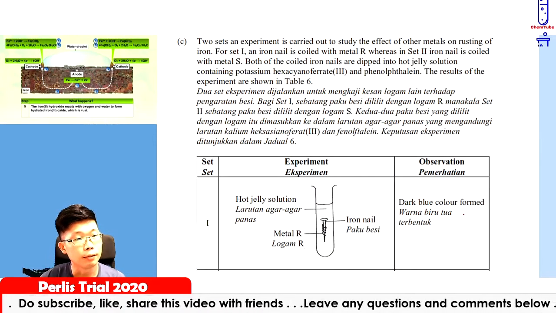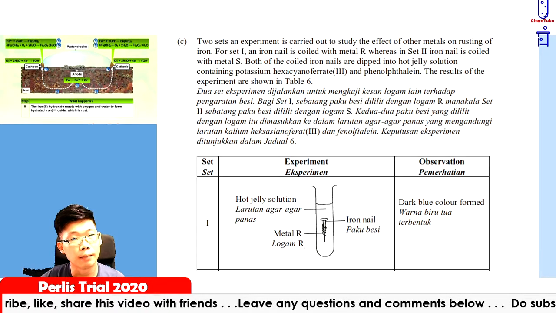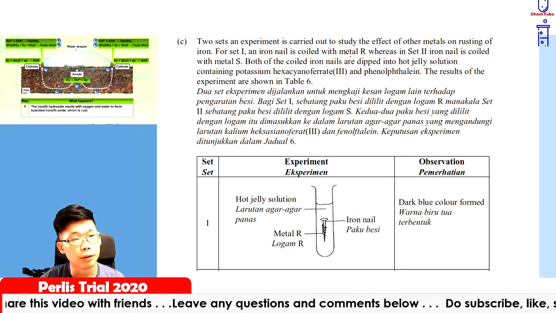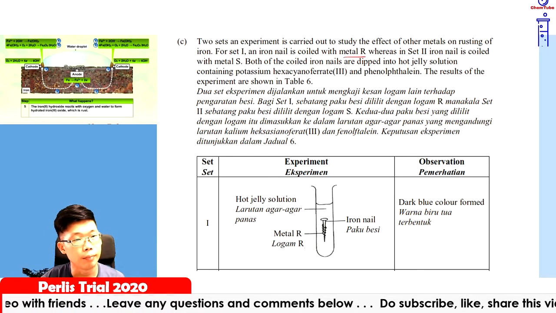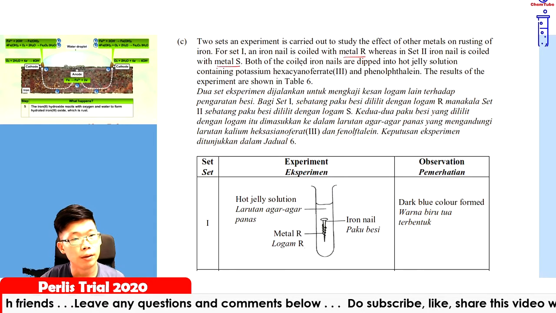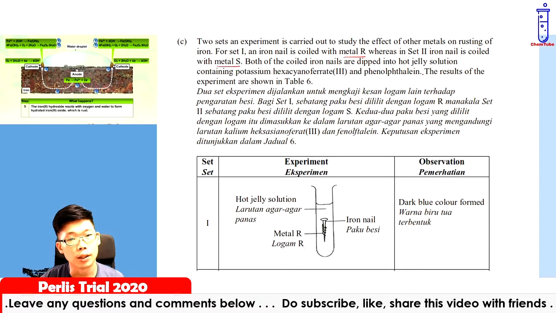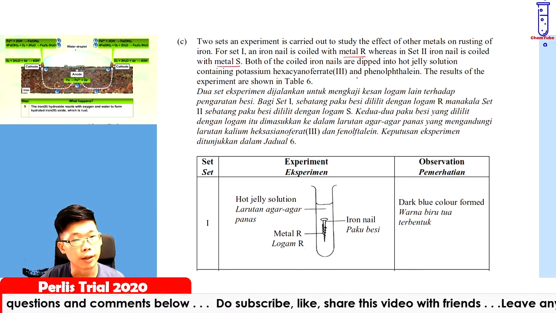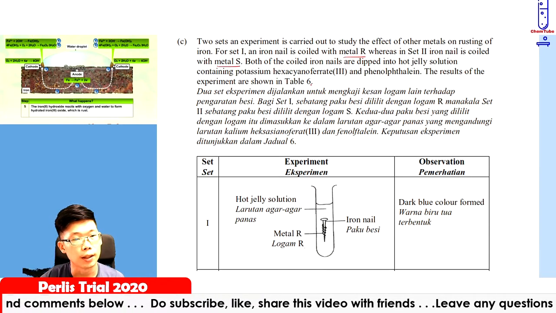Then 2 sets of experiments are carried out to study the effect of other metals on the rusting of iron. Set 1, iron nail coiled with metal R, whereas set 2, iron nail coiled with metal S. Both of the coiled iron nails are dipped into the hot jelly solution containing potassium hexacyanoferrate(III) and phenolphthalein. The results are shown in Table 6.